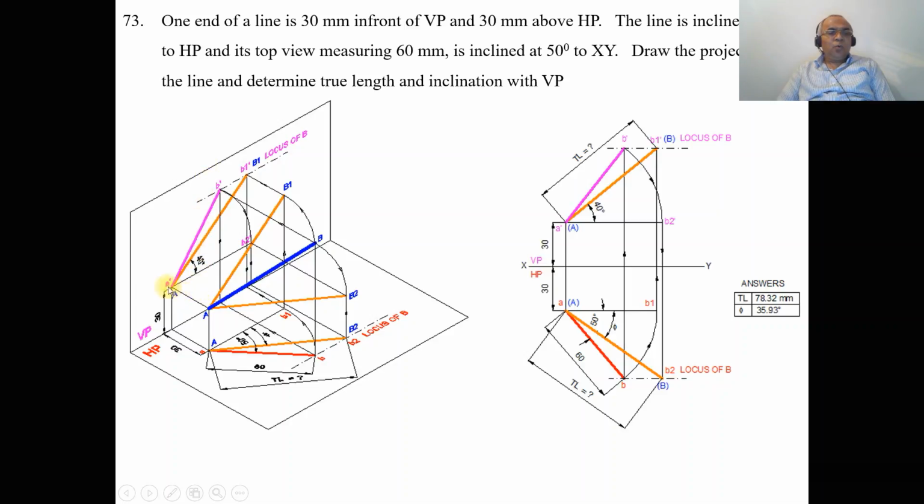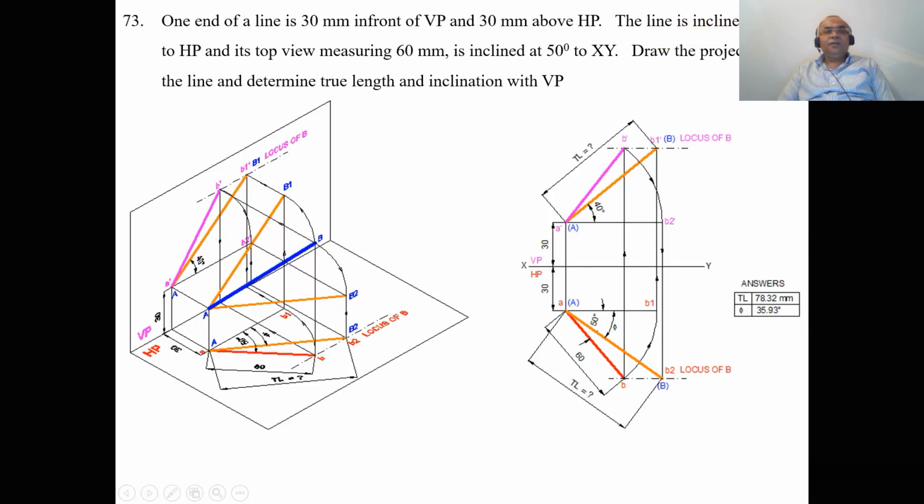As we look from the top view, we can see the distance 30 mm in front of VP. As we are looking from the top view, the image is projected on the horizontal plane and we mark this point as small a and this as capital A. Then the top view measuring 60 mm is inclined at 50 degrees to XY line. So from A, you measure an angle of 50 degrees and a length of 60 mm, and draw an inclined line, so you get the locus of B in the top view. Join A and B with a dark line, so you get the top view.